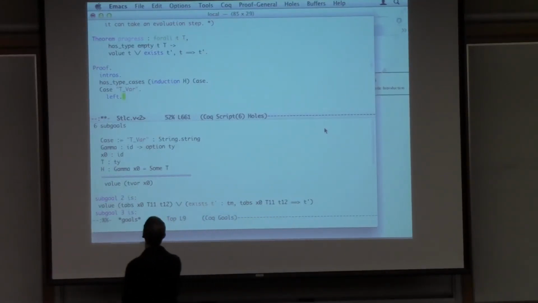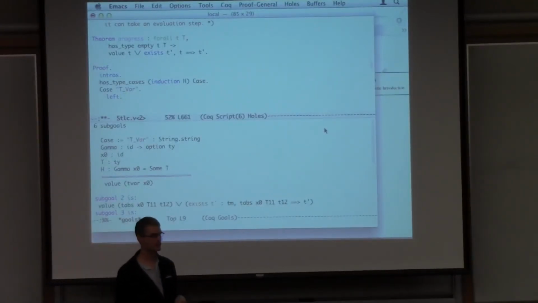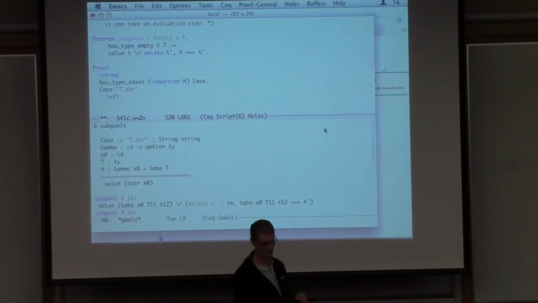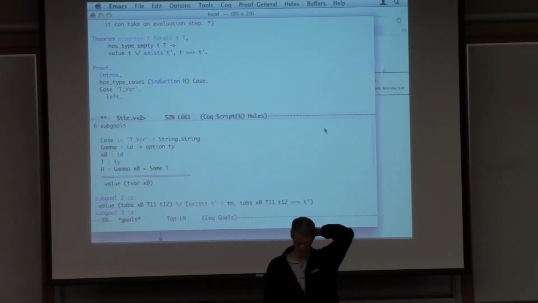Because this is saying that x0, which is the variable we're talking about in the context gamma, has a type. That is, the result when we look it up in gamma is not none. So there must be something contradictory here, I guess. What is it?